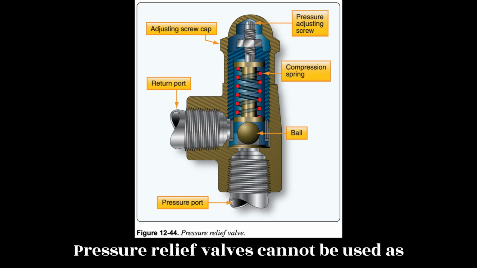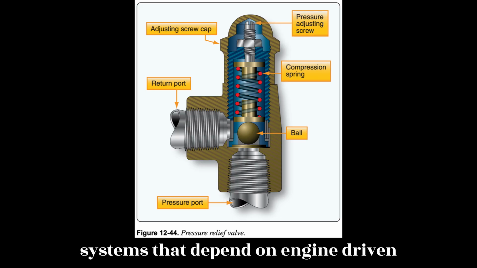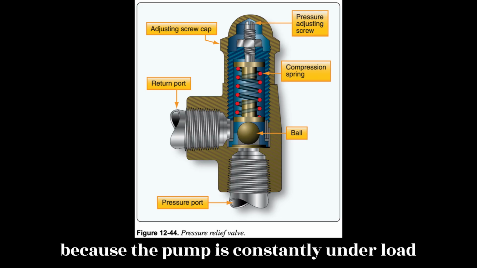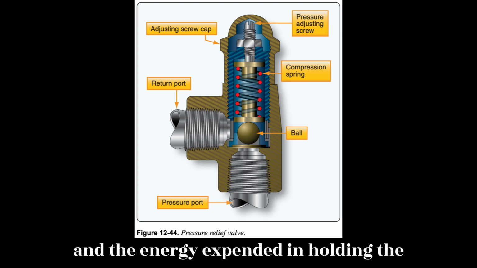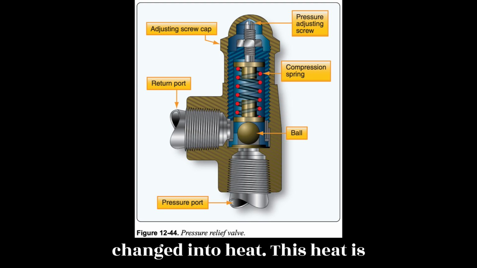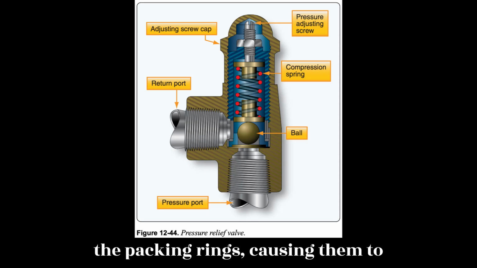Pressure relief valves cannot be used as pressure regulators in large hydraulic systems that depend on engine-driven pumps for the primary source of pressure, because the pump is constantly under load and the energy expended in holding the pressure relief valve off its seat is changed into heat. This heat is transferred to the fluid and, in turn, to the packing rings, causing them to deteriorate rapidly.